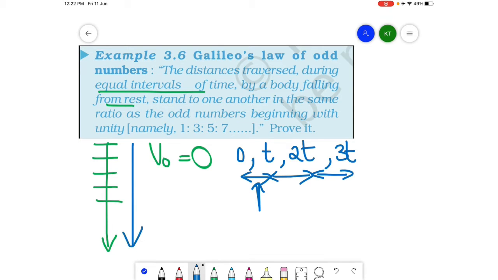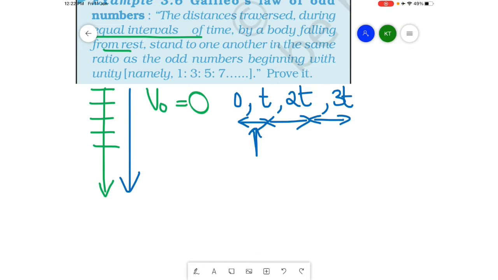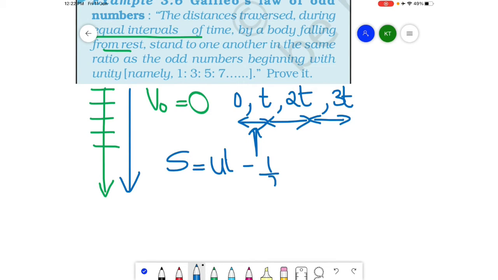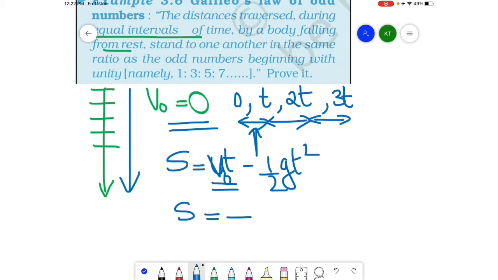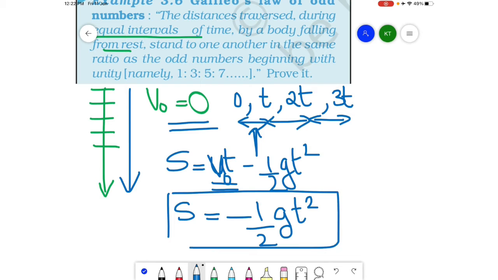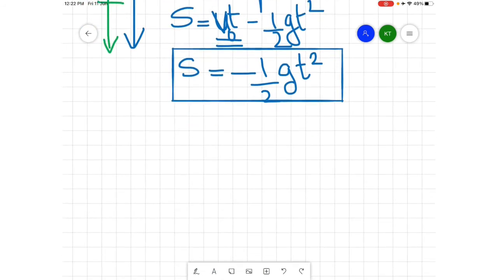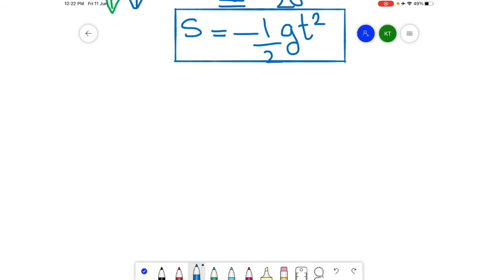Since this is a freely falling body, we can use the formula s equal to v0 t minus half g t square. Sorry, v naught t minus half g t square. So s will be equal to, this will be 0 since the initial velocity is 0, minus half g t square. So this is the formula which you have to use. Now let's solve this using this equation.